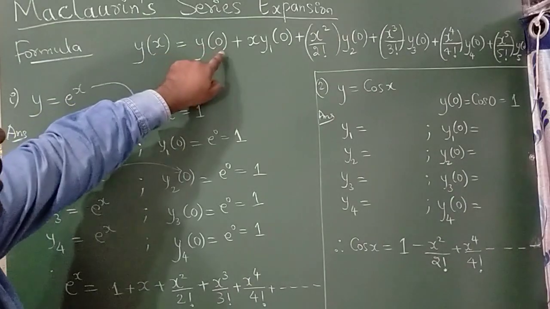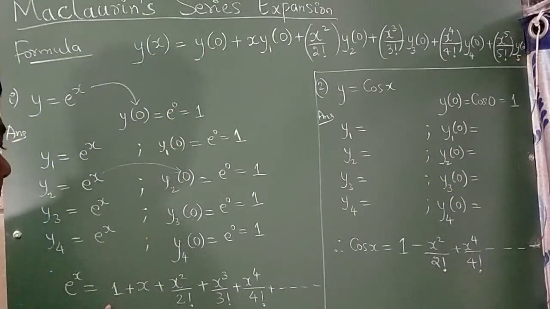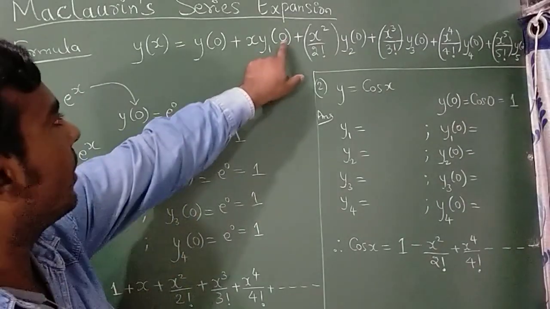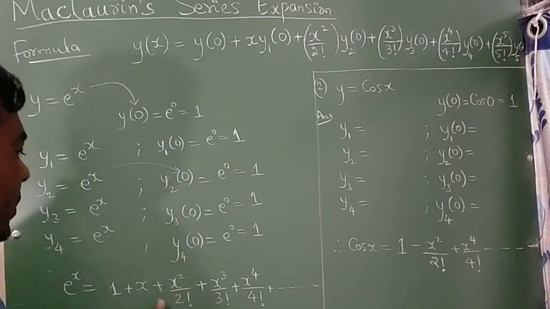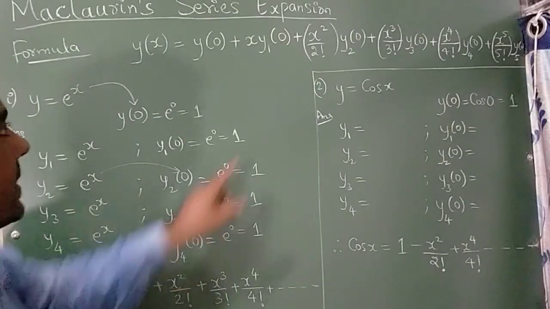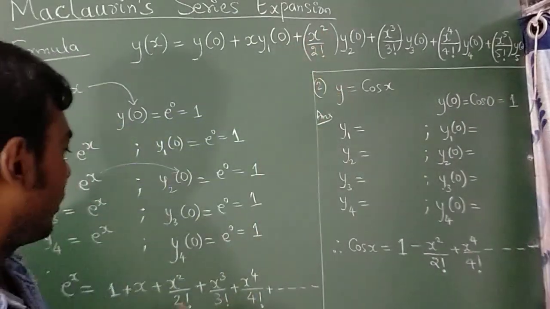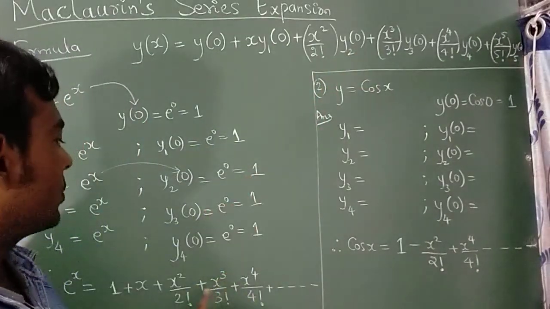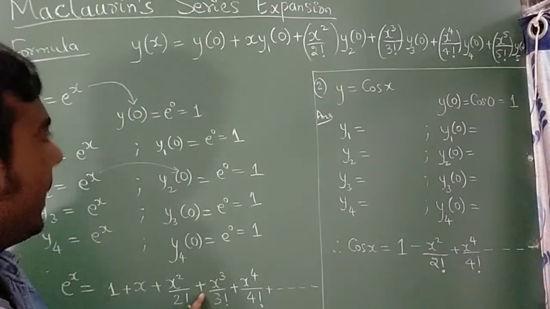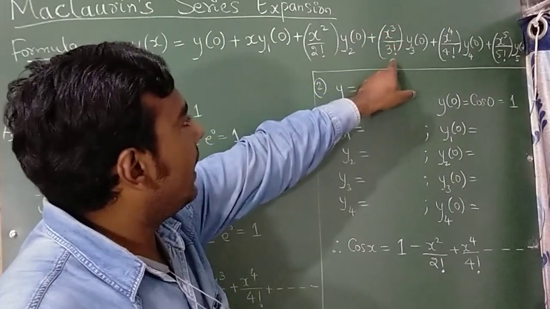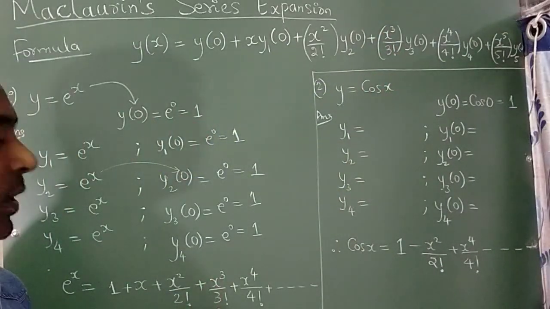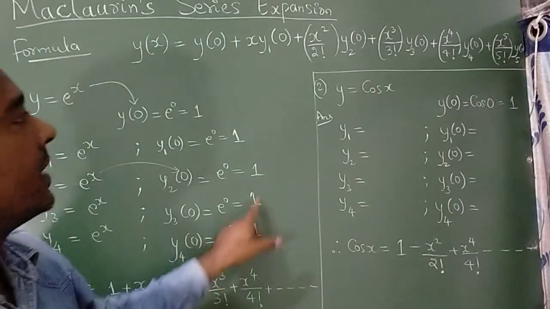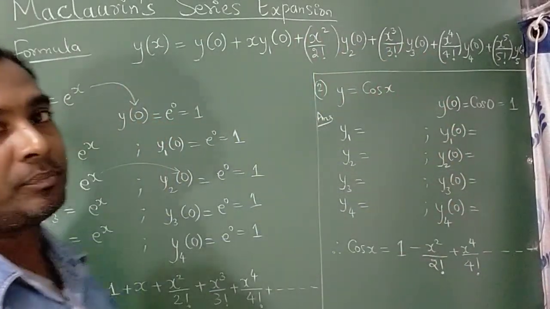Fine. So y of 0 is how much? 1. So I have written here 1. Plus x I have written here. y1 of 0 is 1. So x into 1 is x itself. Plus x square divided by 2 factorial. y2 of 0 is 1. So it remains the same. Plus x cube upon 3 factorial. y3 of 0 is 1. Same way it goes on.